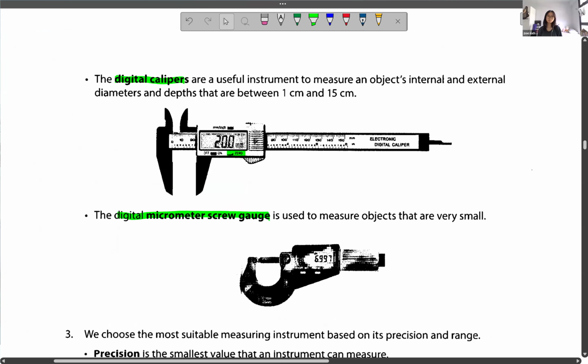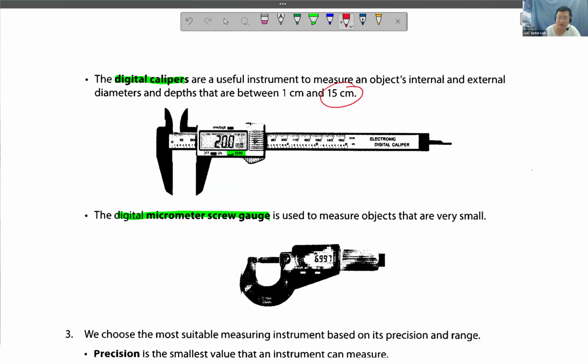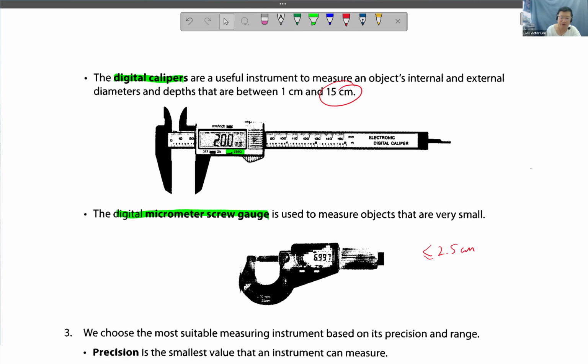It's for very small objects, less than 2.5 cm. Small one. Okay, this one is 15 cm. So you may want to know this is up to 15 cm. This one is 2.5 cm actually. Okay, for small objects. Good.